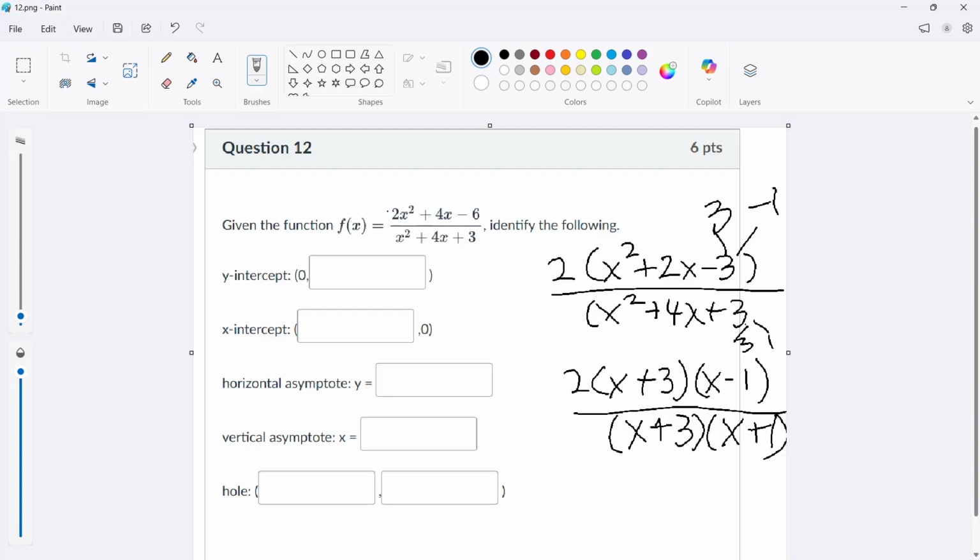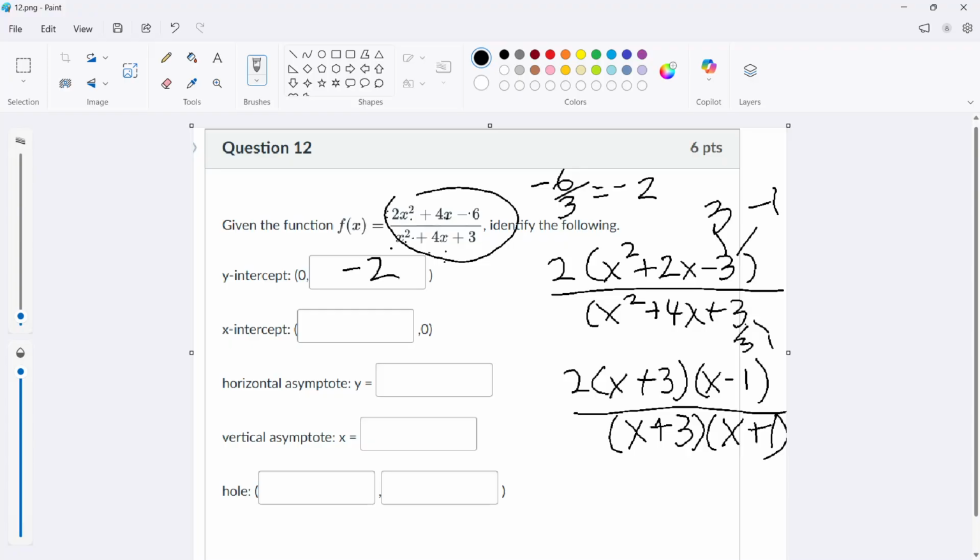Y-intercept. To get the y-intercept, I set x equal to 0. I'm going to do it in the original function. 2 times 0 is 0, plus 4 times 0 is 0, minus 6. 0 squared is 0, plus 4 times 0 is 0, plus 3. Negative 6 divided by 3 is negative 2. So the y-intercept is 0, negative 2.